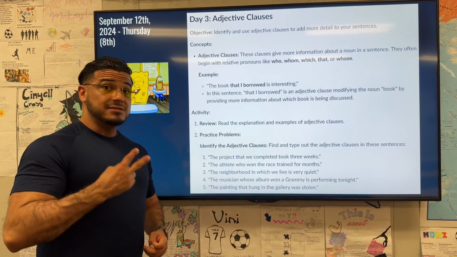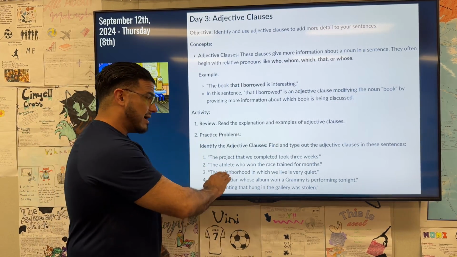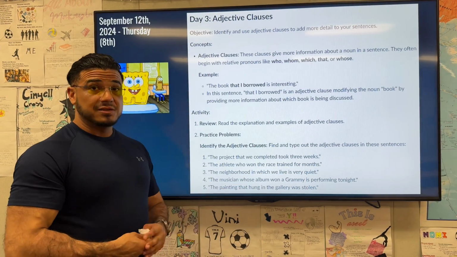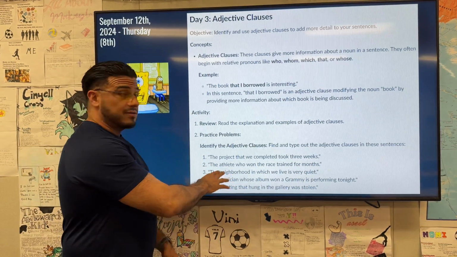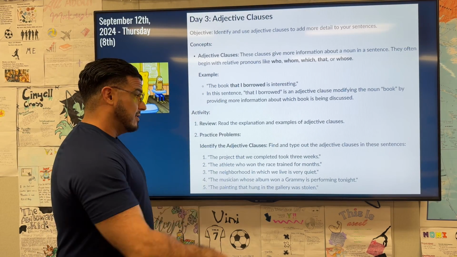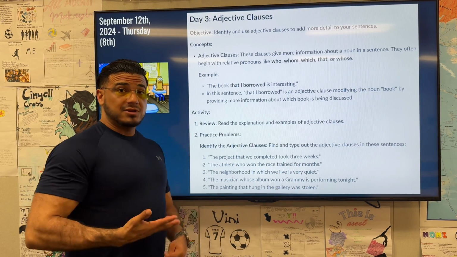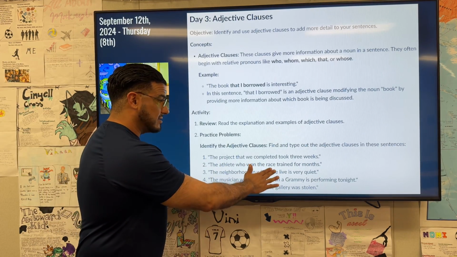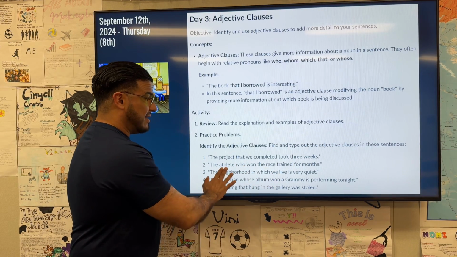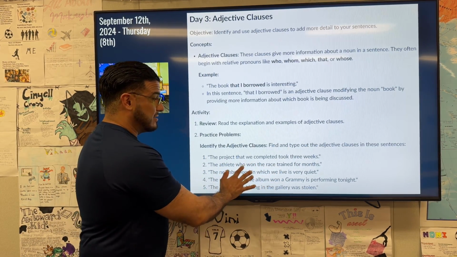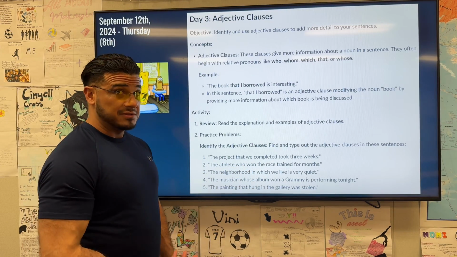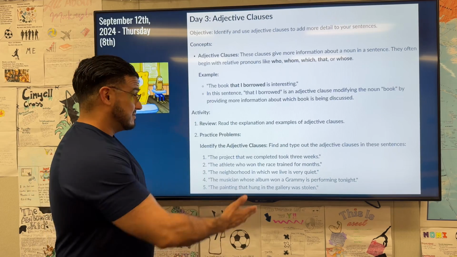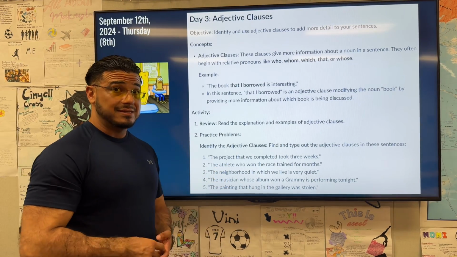All right, sentence number 2, which reads, the athlete who won the race trained for months. Well, what's the main messaging of this sentence? It's the athlete, which is our subject and a noun. They trained for months. That's what I'm trying to tell you. The additional insight would be who won the race. Tells us more about the athlete. Therefore, and I can see here as well, we've started with a relative pronoun. This would be our adjective clause as it explains who this athlete is.